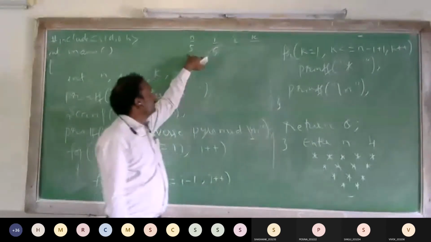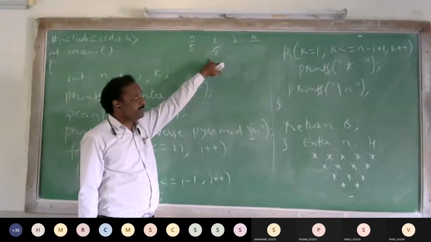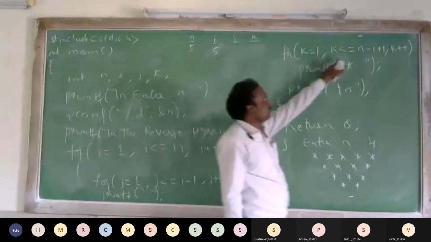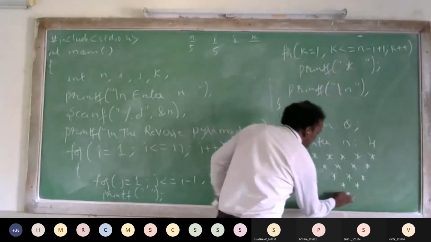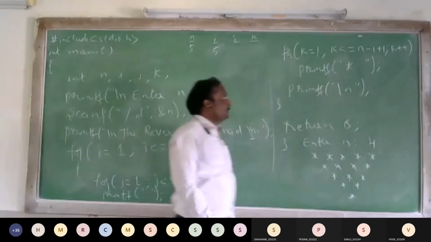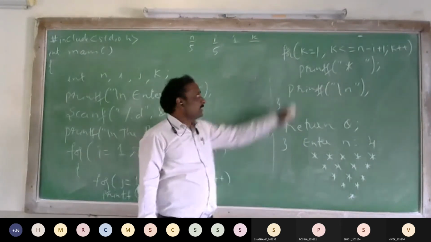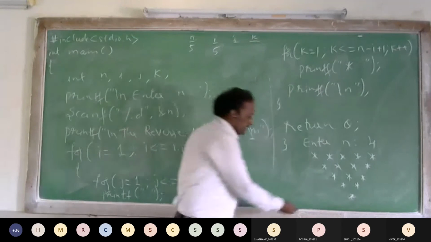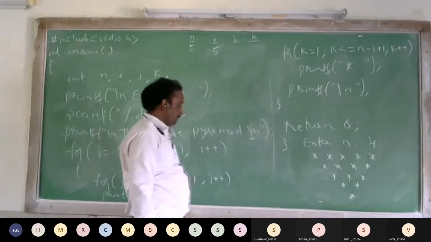N minus I plus 1. 5 minus 5 is 0. 0 plus 1 is 1. So 1 less than or equal to 1, true. So how many stars are printed? 1 star is printed. K plus plus. K is 2. 2 less than or equal to 1, false. False means printf \n. The cursor will come to the next line.